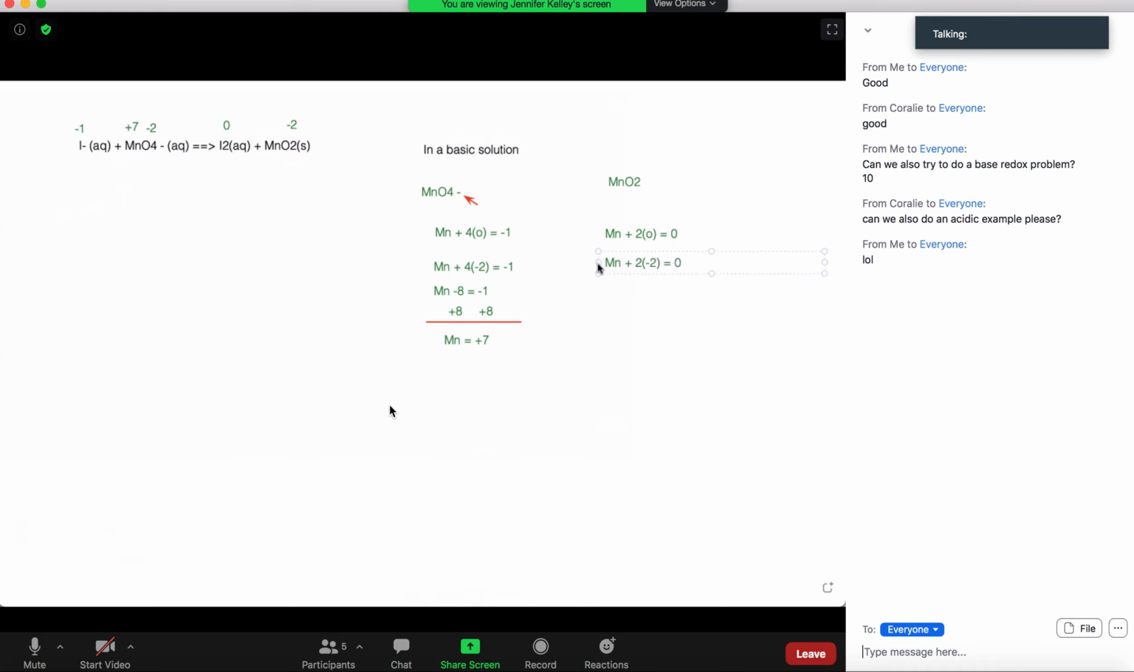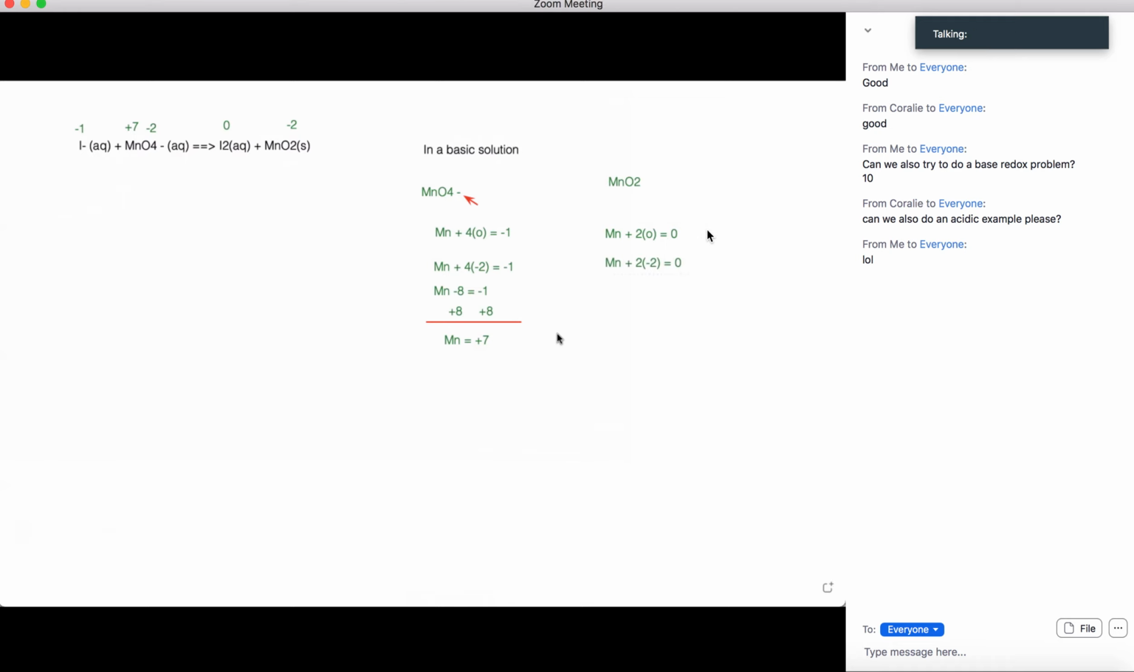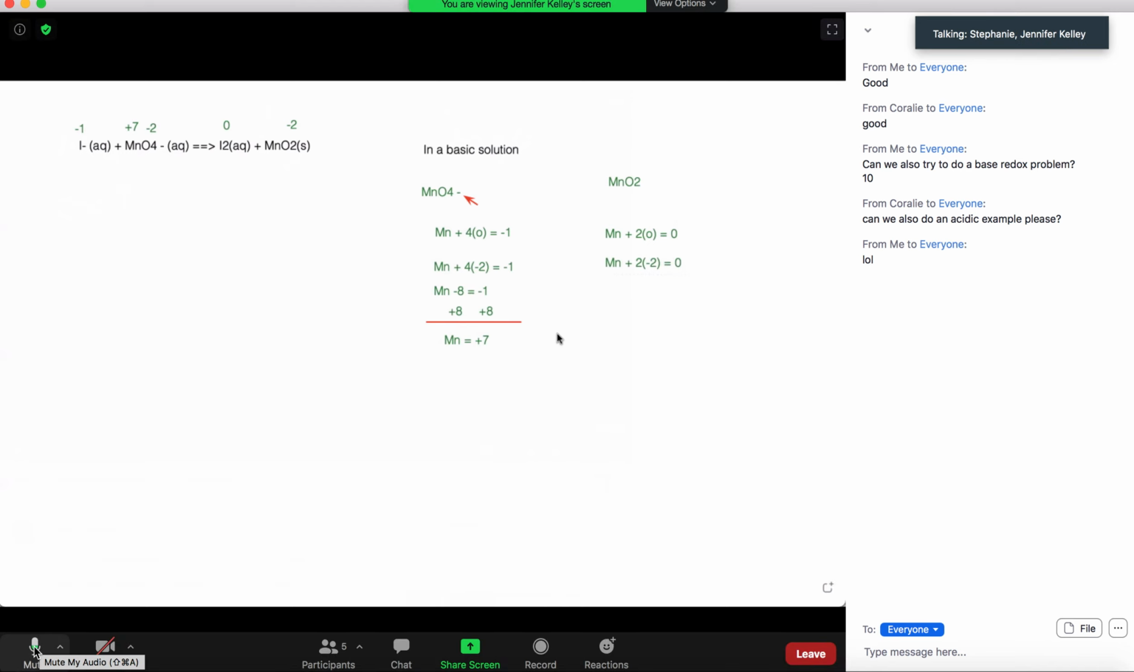Professor Kelly? Yes. Is it equal 0 because there's no charge at the end? Is that correct? That is correct. Okay. That's why it equals 0. Okay, thank you. You're welcome.